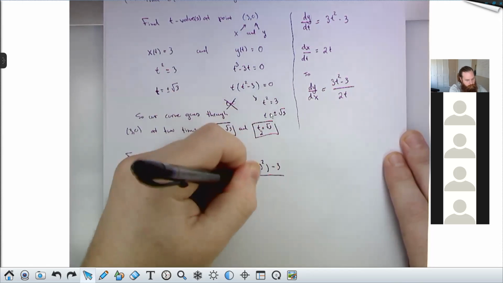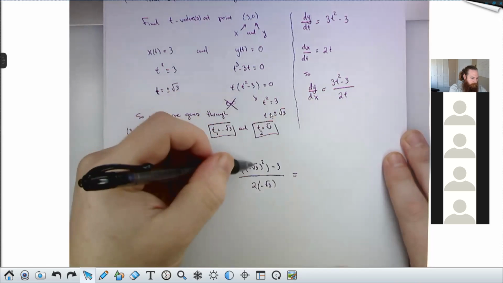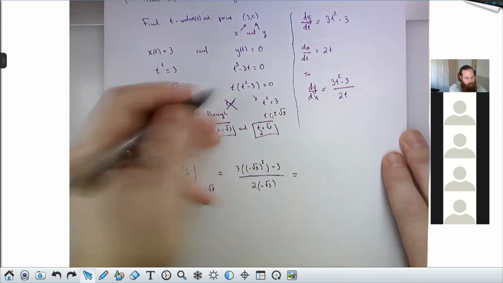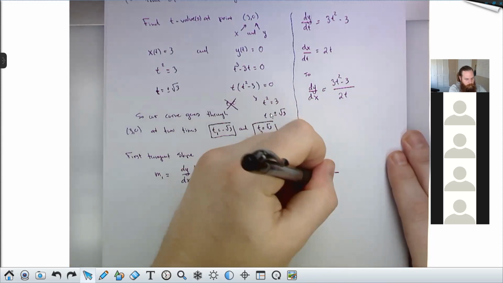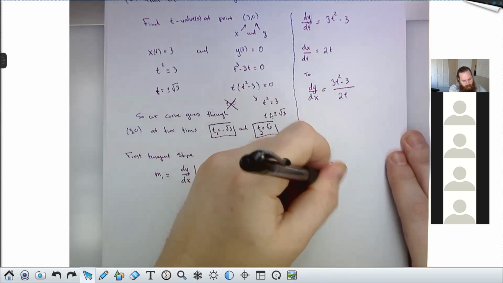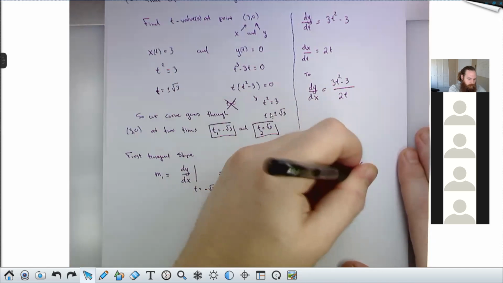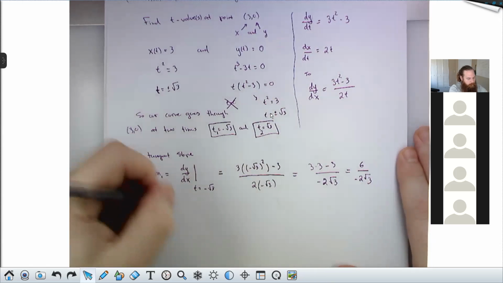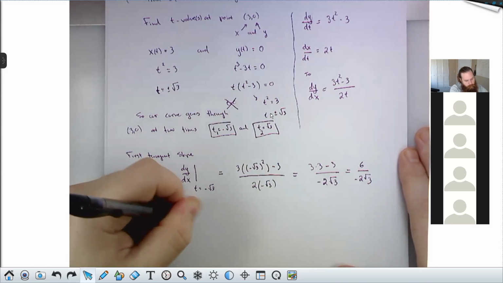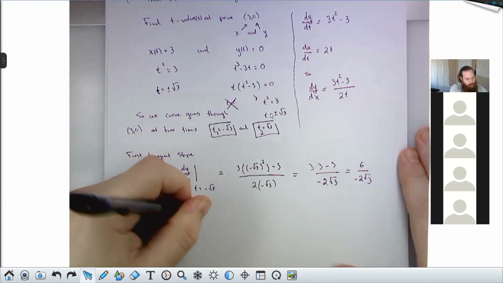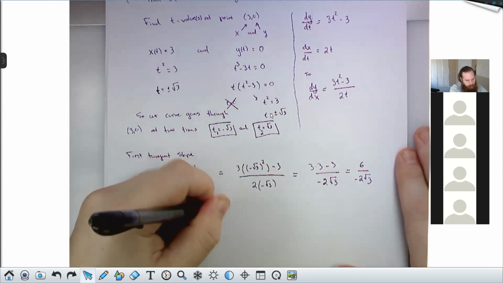It's a little redundant, over 2 times negative root 3. Negative root 3 squared is 3. So this is 3 times 3 minus 3 over negative 2 square root of 3. That's 9 minus 3, that's 6 over negative 2 square root of 3. You can cancel the 6 and the 2, so that's negative 3 over the square root of 3. But nobody would write it like that. If you rationalize the denominator here, then you'll just find that this is equal to negative square root of 3.